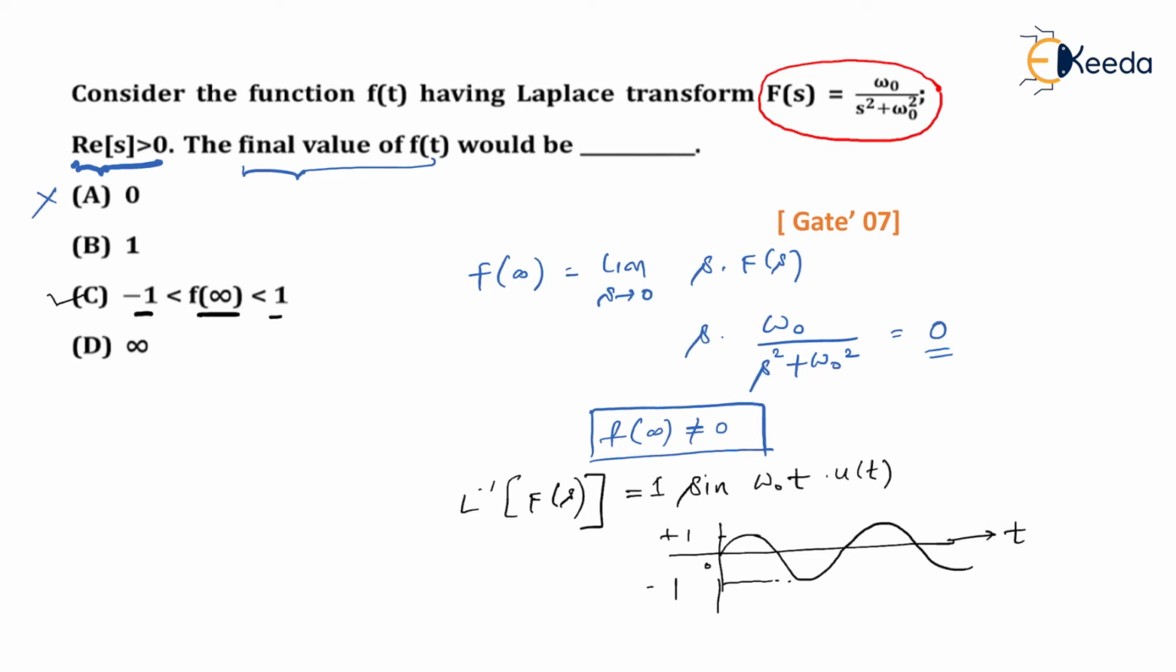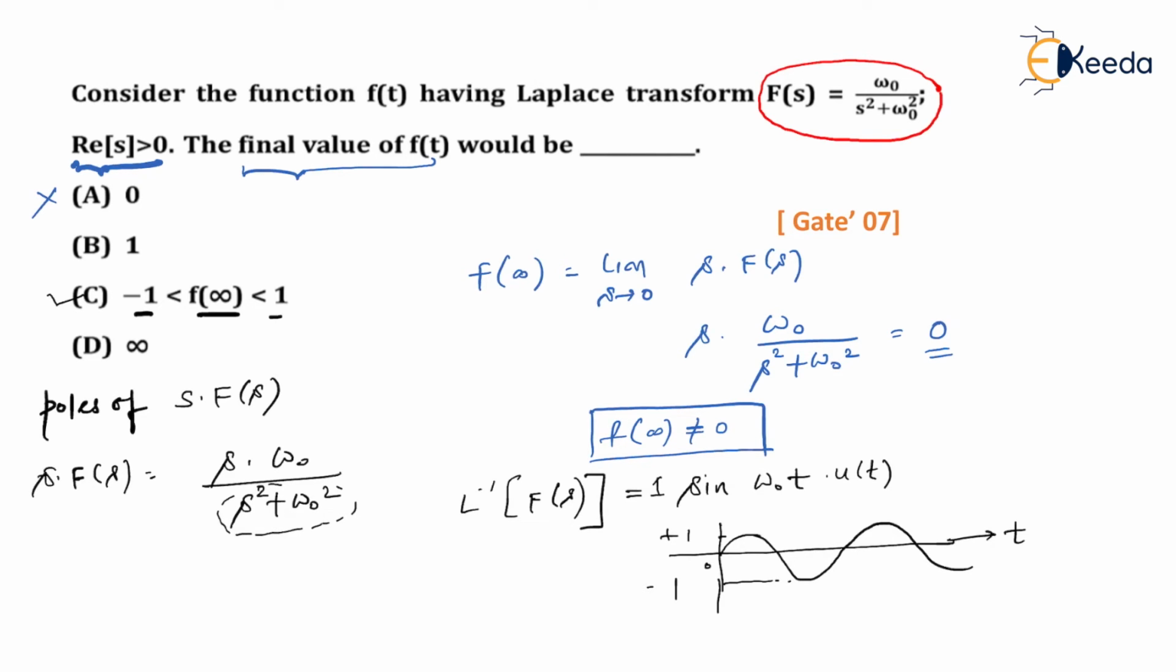I can clarify this on another ground also. If you see the poles of s times F of s, so s times F of s is simply equal to s times omega naught upon s square plus omega naught square. So poles are nothing but equating the denominator to 0. So when you equate the denominator to 0, it is s square equal to minus omega naught square, or you can say s is equal to plus or minus j omega naught.